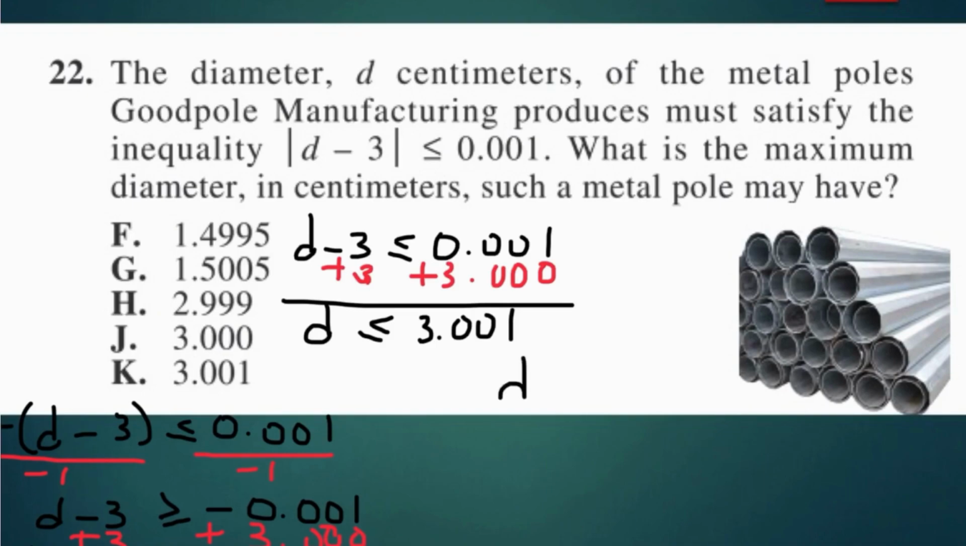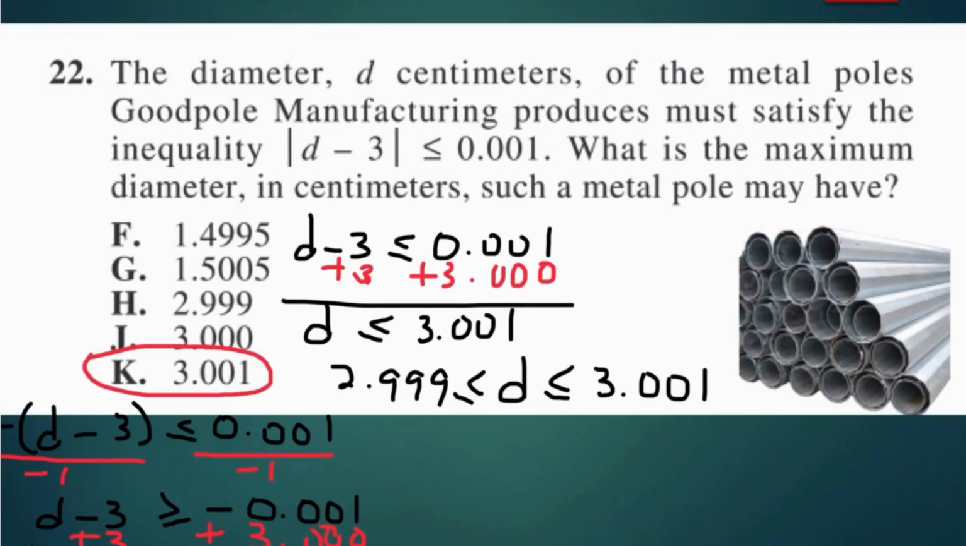Another way we can write this as a compound inequality is like this. We put 2.999 on this side, and on the other side we'll put 3.001. And so we can see that the maximum diameter for those poles would be 3.001.